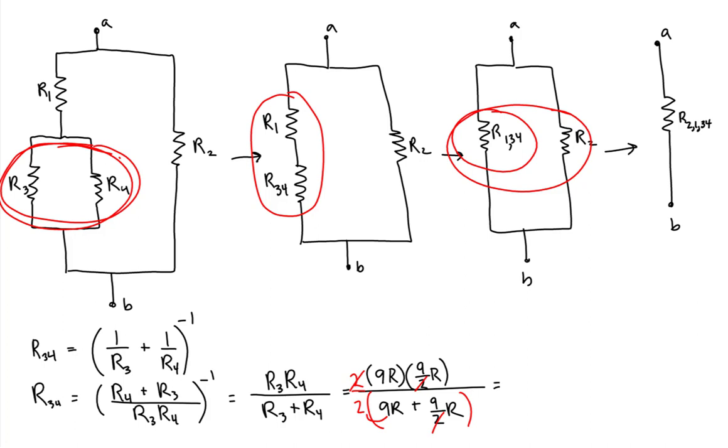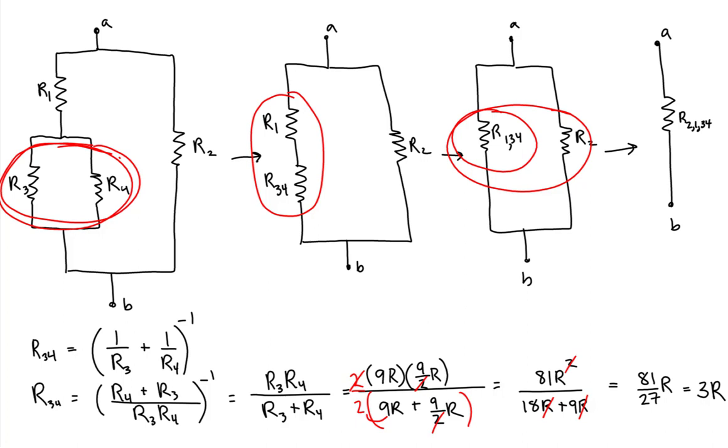So what this becomes then is 81R squared in the numerator, and in the denominator we have 18R plus 9R. We see that we have an R in the denominator that can cancel with an R in the numerator. We have 81 over 27R. And so our equivalent resistance for the resistors R3 and R4 in parallel ends up being equal to 3R.